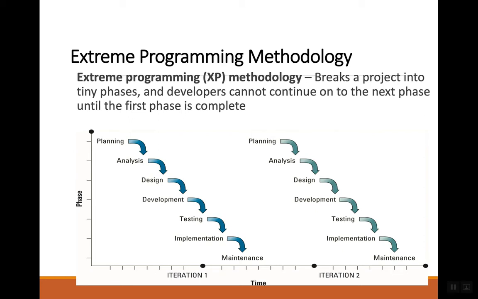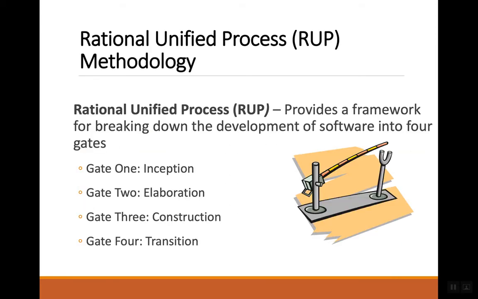Extreme is another variation on this. The idea is it takes a project into tiny phases, and you do a continuous iterative process: you do one phase, and a subsequent phase, iteration 1, iteration 2, iteration 3, iteration 4, as we go through this. So it's simply another variant of this repeated approach, building things across a series of stages.